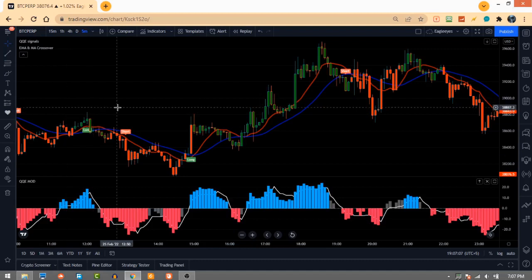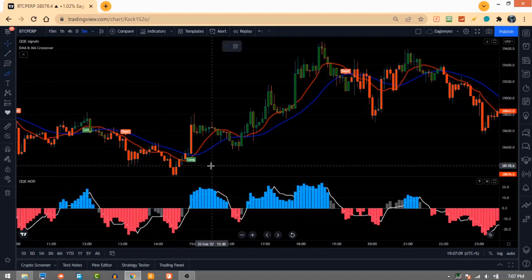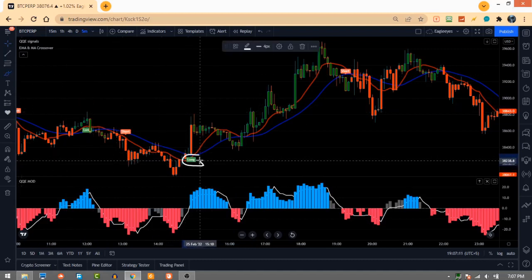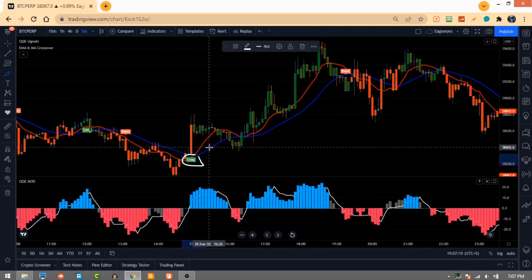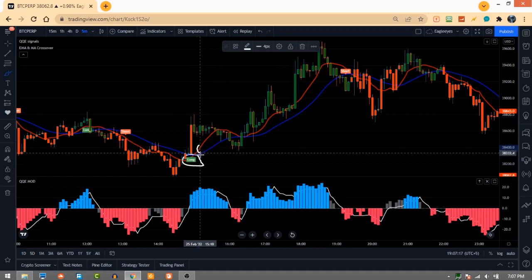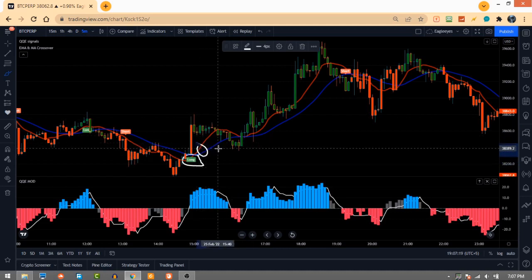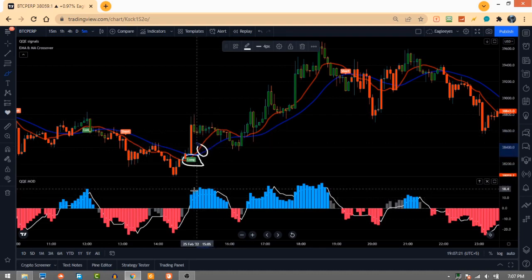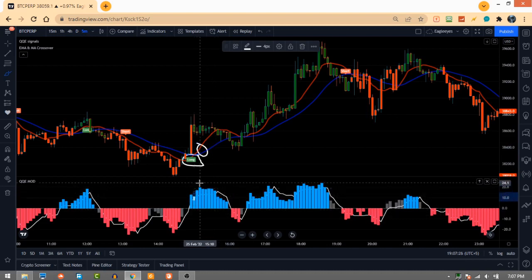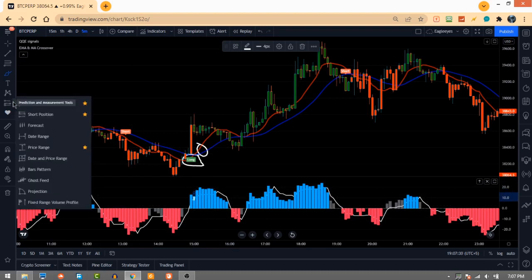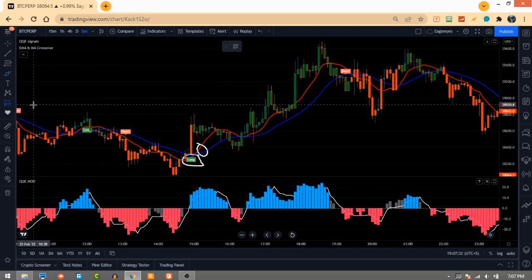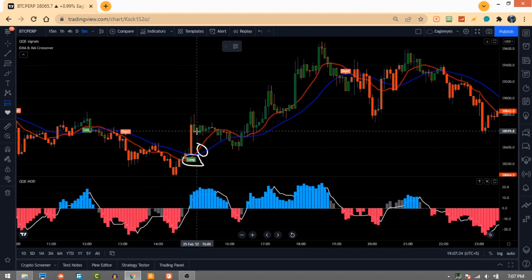So guys, for buy signals we will first of all wait for the indicator to give us a buy trigger. After this buy trigger we will wait for the EMA crossover. Here the EMA crossover happens and we will look at the QQE mod. If it is showing increasing volume, we will go for that trade. So we will open a long position from here.